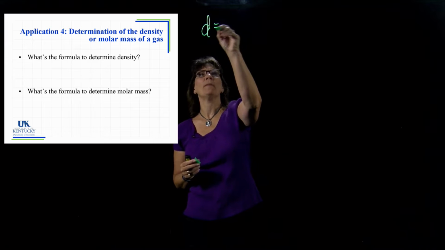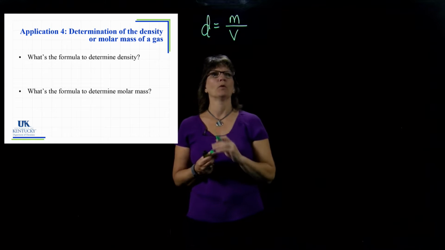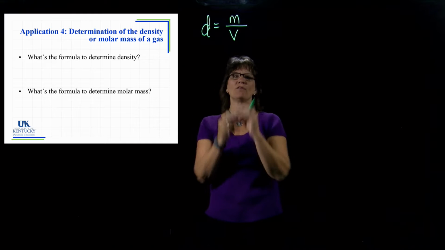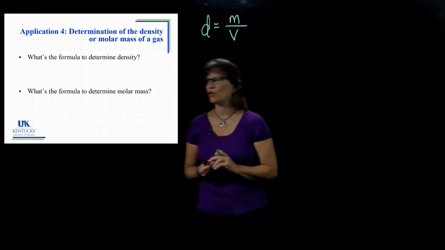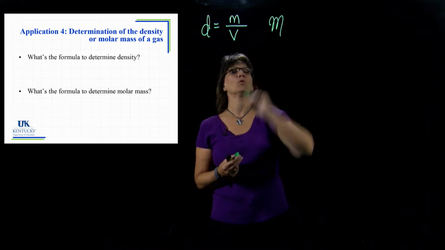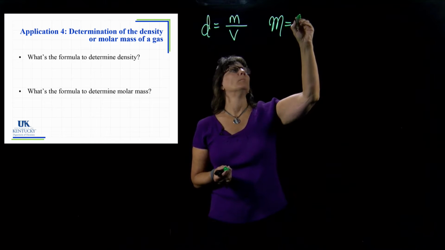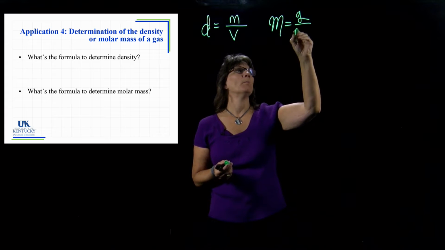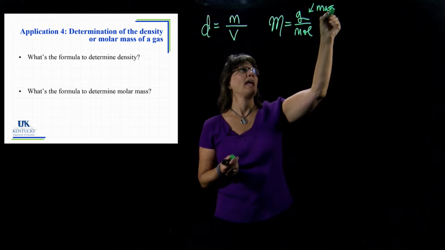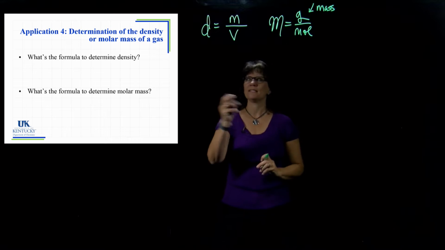So we learned way back in chapter 1 that density is mass over volume, okay? So if I knew the mass of the gas and I knew the volume of the gas, I would just divide those two and I would be able to determine the density of that gas. What about molar mass? Now I'm going to use a script M to represent my molar mass, and my molar mass is grams per mole, okay? So the gram amount, which again is the mass, and the moles of the gas. So that is our formulas for density and molar mass.